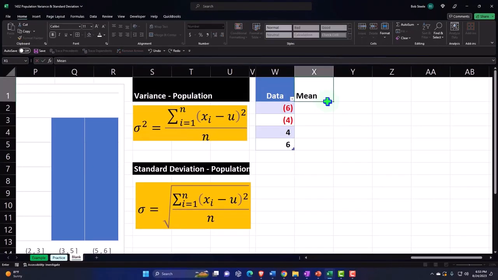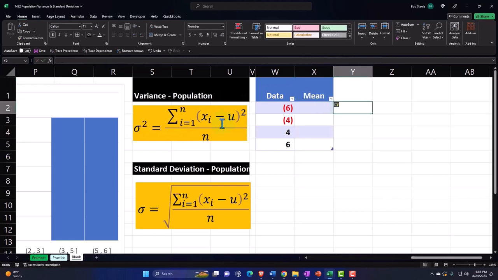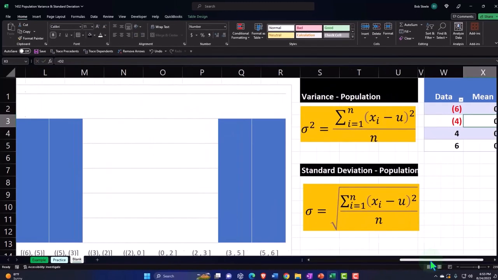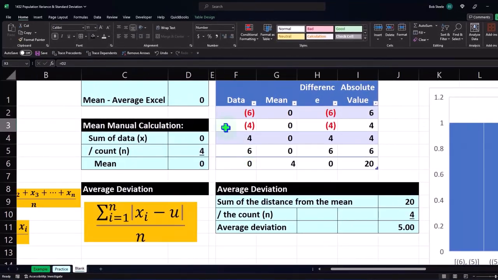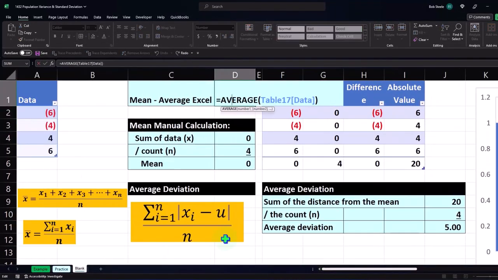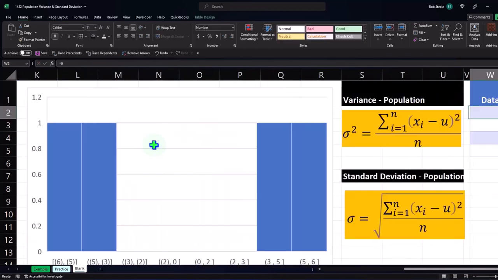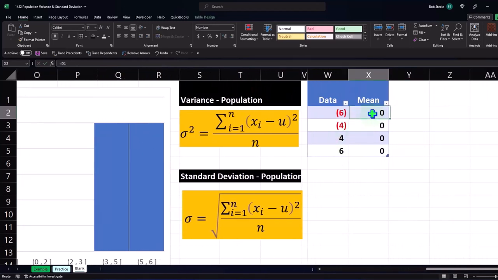We're going to have the mean, the same top part. I'm just making the numerator here in essence. So we take the mean, which is equal to the same thing we calculated before, 0, which is simply the average of our data. We're just summing them up and dividing by 4. And then I'm going to double click on this number.